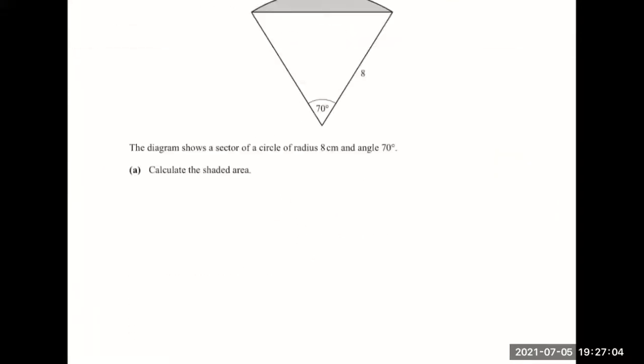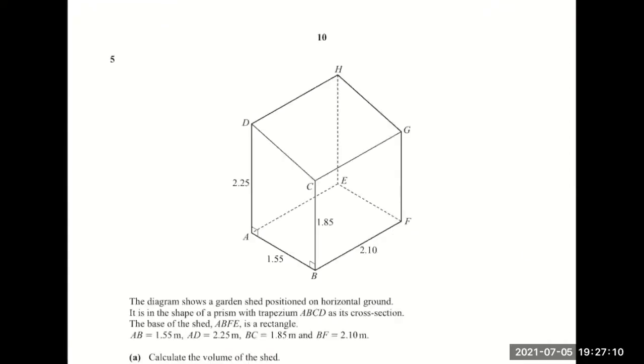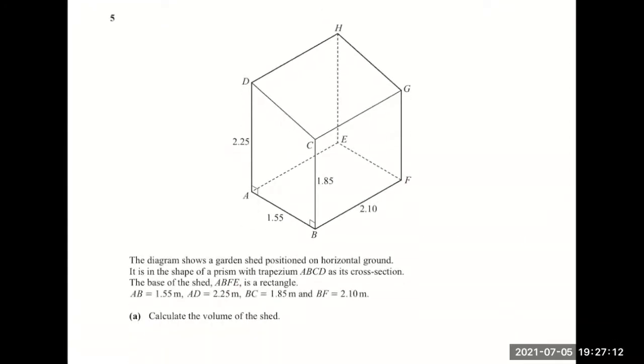Okay, I wanted to show you that one with the prism. The diagram shows a garden shed positioned on horizontal ground. It is in the shape of a prism with trapezium ABCD as its cross section. The base of the shed ABFE is a rectangle. AB is equal to this, AD is equal to that, and so on. So I have a lot of dimensions given to me. It says calculate the volume of the shed.